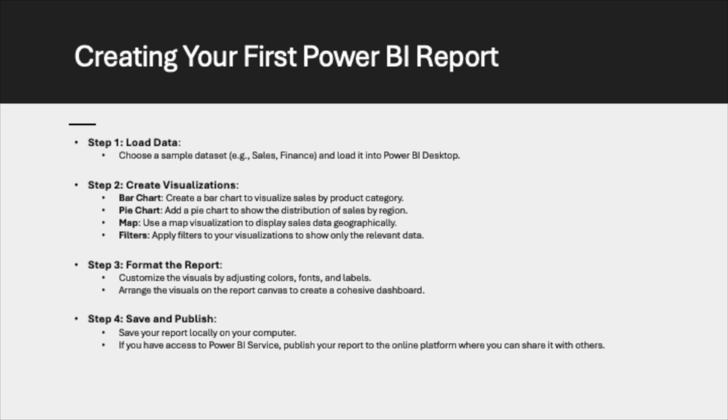In step 3, format the report. Customize the visuals by adjusting colors, fonts, and labels, and then arrange the visuals on the report canvas to create a cohesive dashboard. And step 4, save and publish. Save your report locally on your computer. If you have access to Power BI service, publish your report to the online platform where you can share it with others.